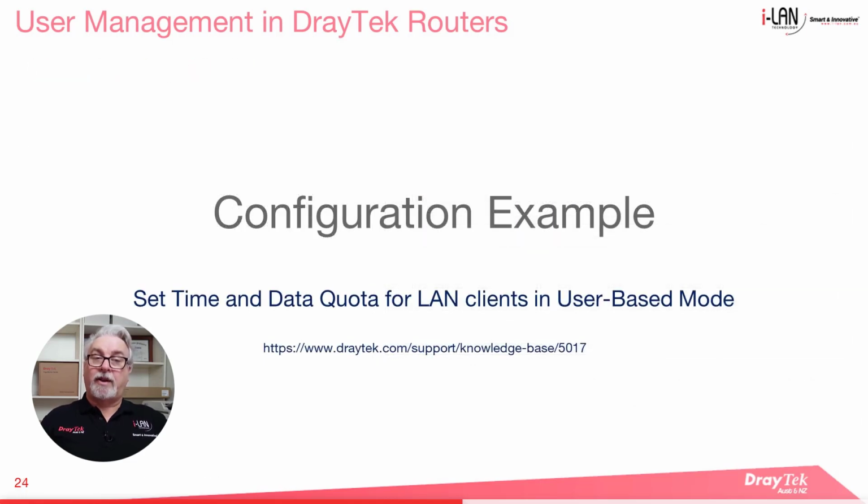Now that we've looked at the configuration options that are available within user management in the router, we'll now go through a configuration example. The example we'll look at is how to set time and data quota for LAN clients using user-based mode. There's a link there to a knowledge base article on this topic, which I'll include in the description below.